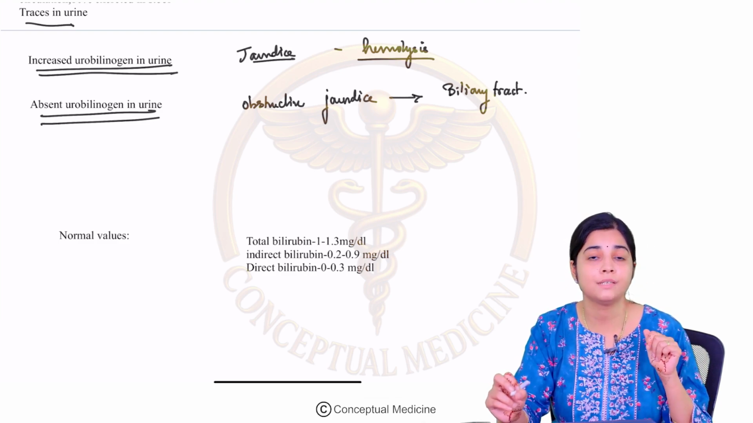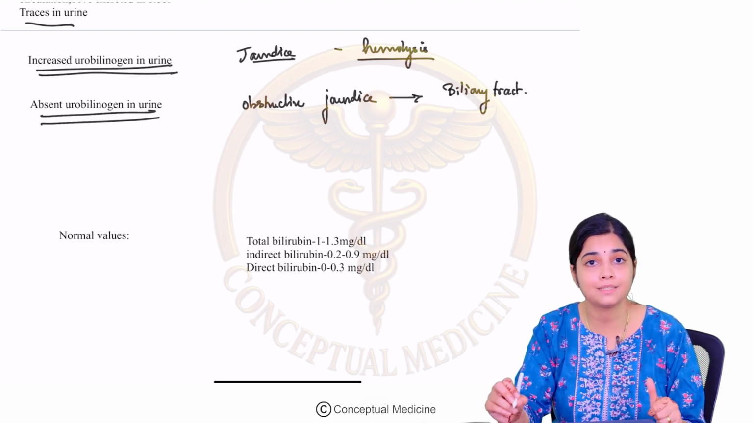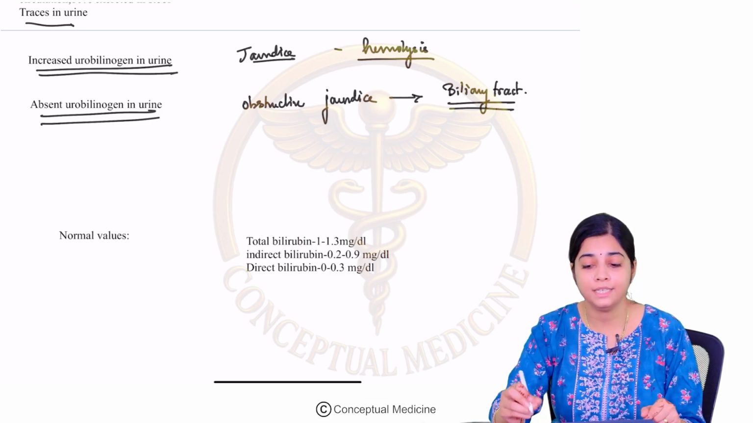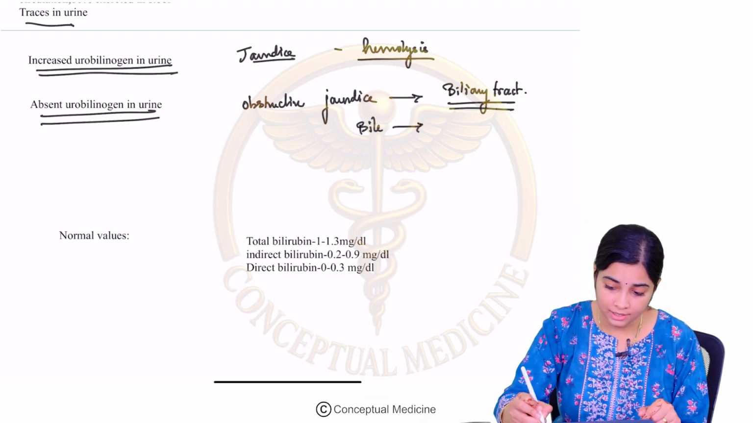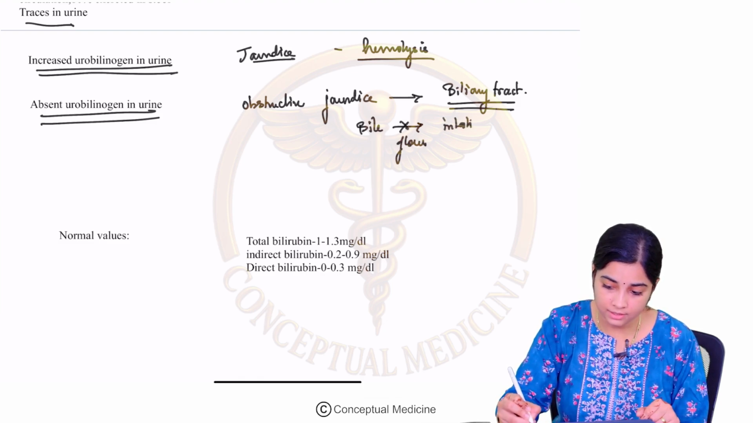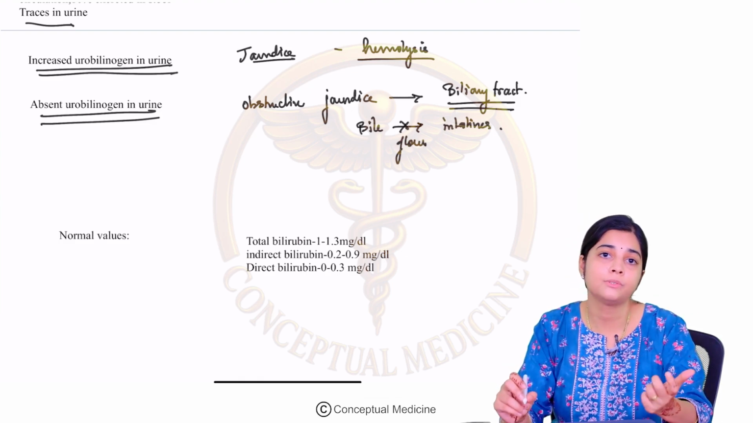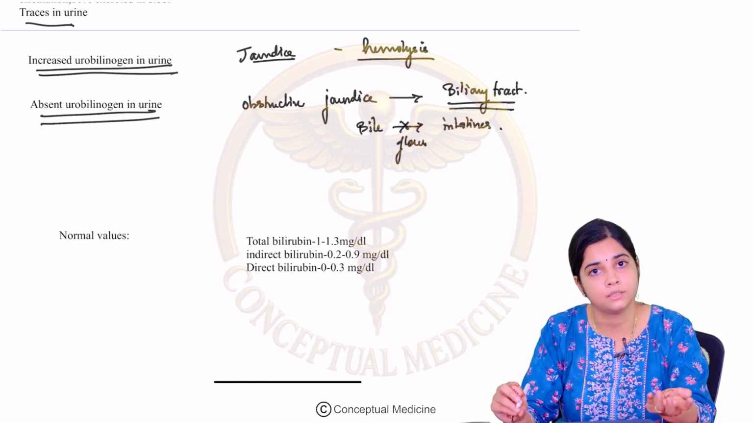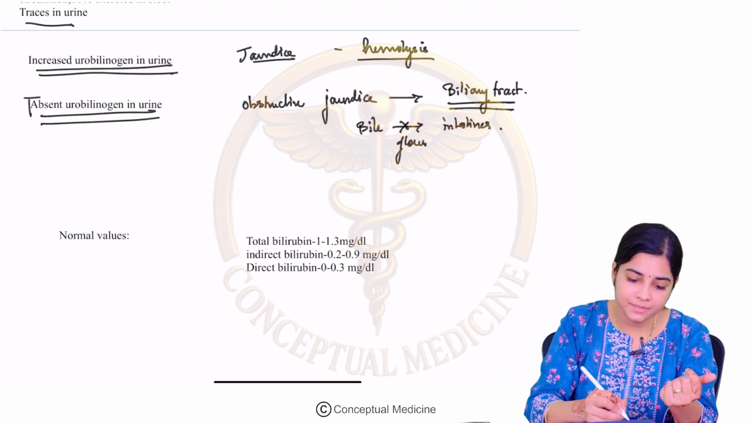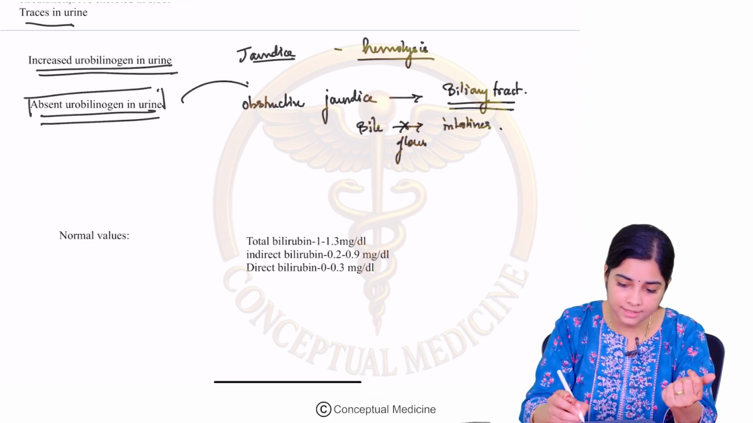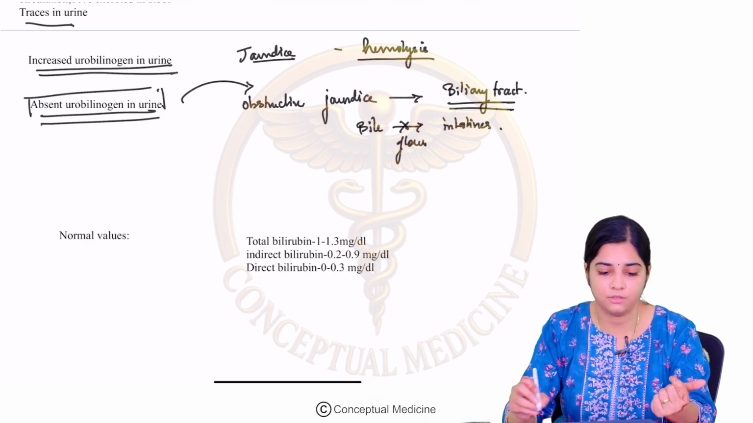then the bile cannot flow. It cannot flow into the intestines. If the bile does not flow into the intestine, there is no question of urobilinogen occurring in the stool or in the urine. So absent urobilinogen in the urine basically means that there is an obstructive jaundice.